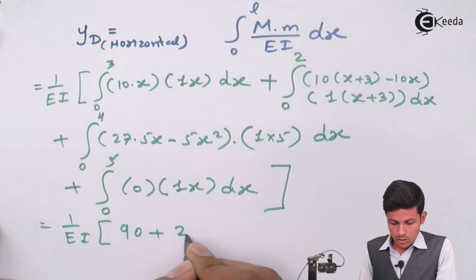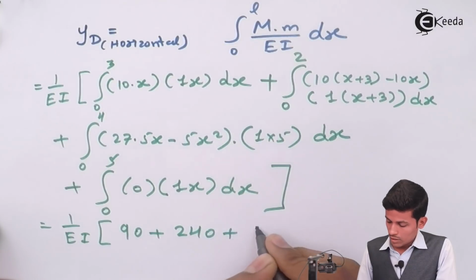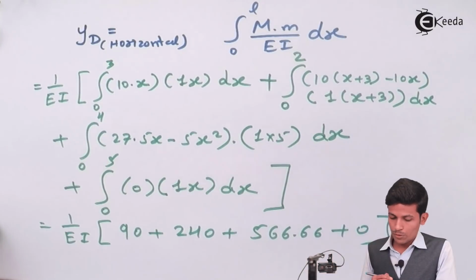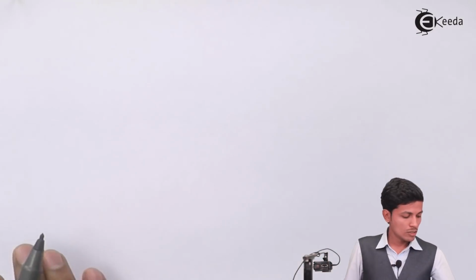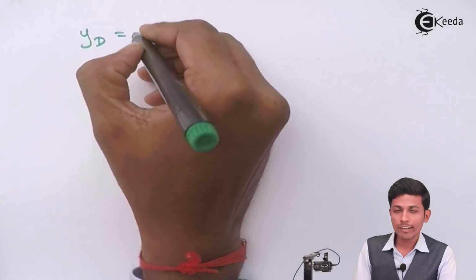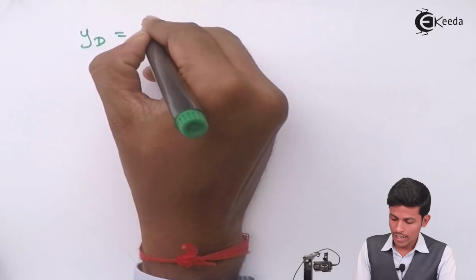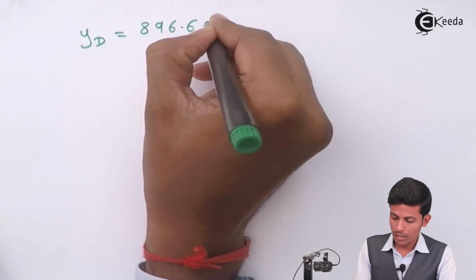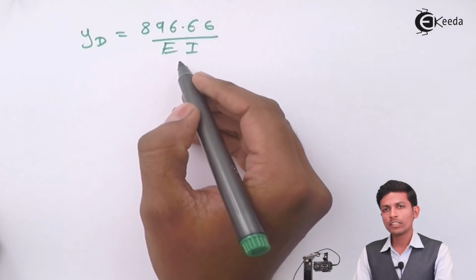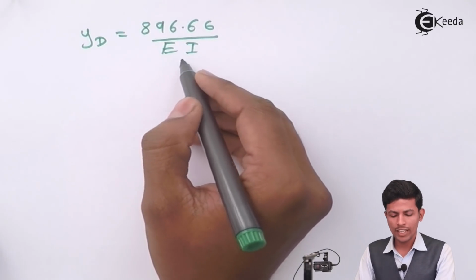90 plus 240 plus 566.66 plus 0. This is the value we are getting. Okay students, now we got the value of yD. While solving this, we get yD will be 896.66 upon EI.